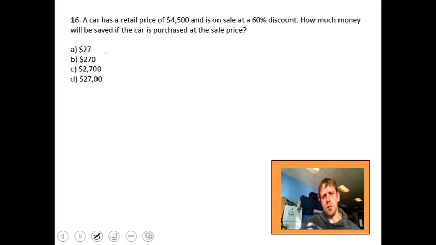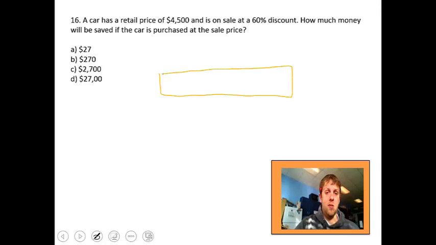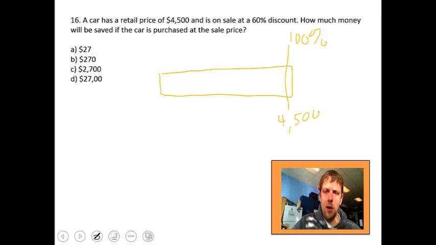So I noticed that this problem is talking about percents, and they're asking me to use the percents to find a part of a total. So this makes me think I need to do a tape diagram with percents. Okay, so let's put a 100% because we always have a 100%. And what is 100% of the value of the car? Well, it's 4,500. Alright, and they want us to find what is 60%. If I can figure out what 60% is, I will know how much I saved.